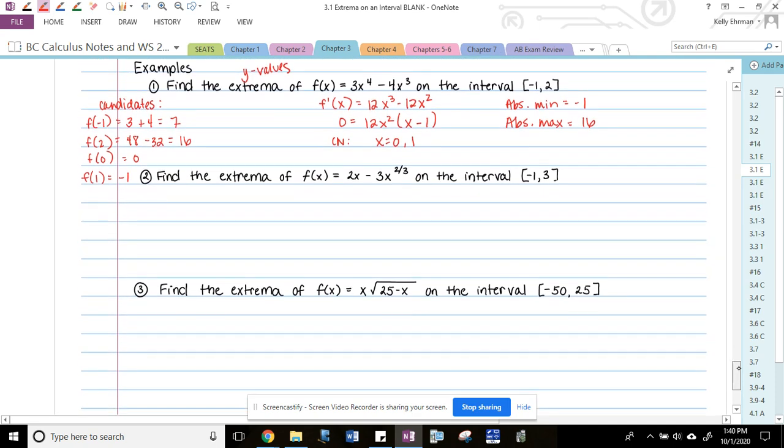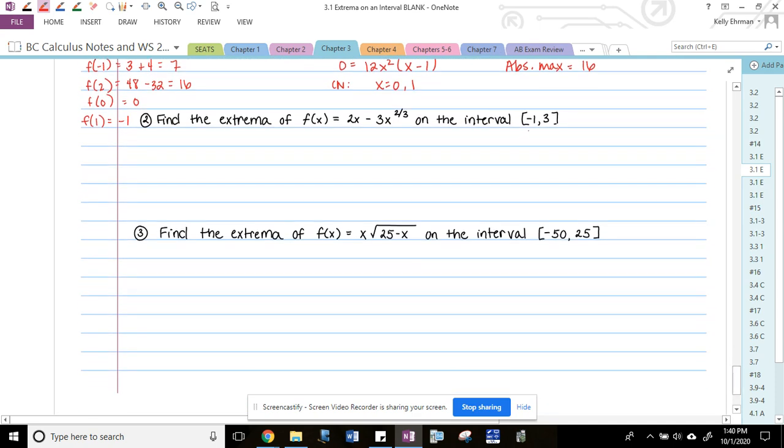Okay, find the extrema of this on the interval -1 to 3. Let's find the derivative.